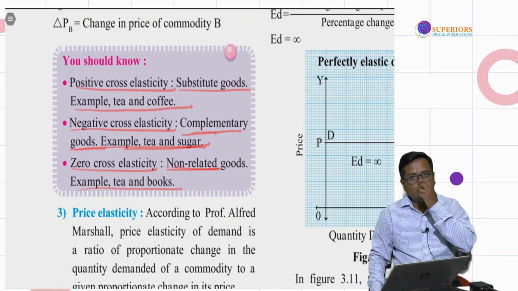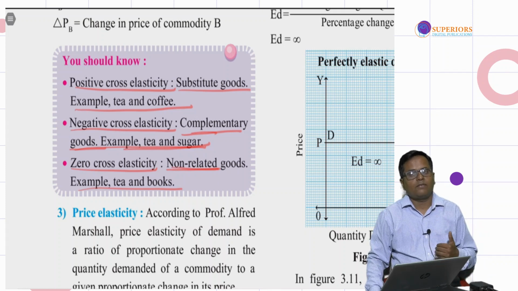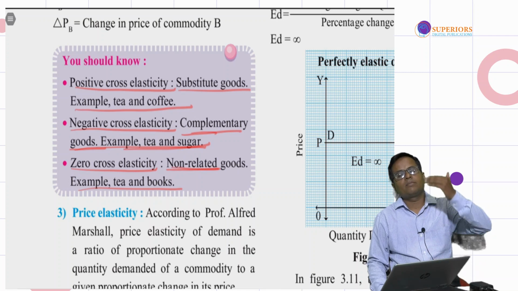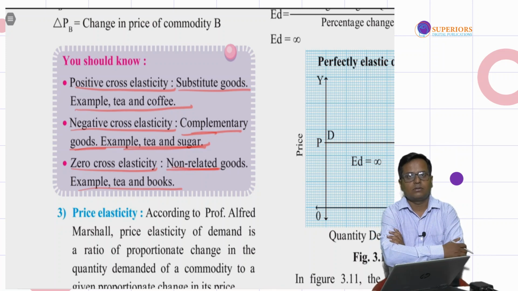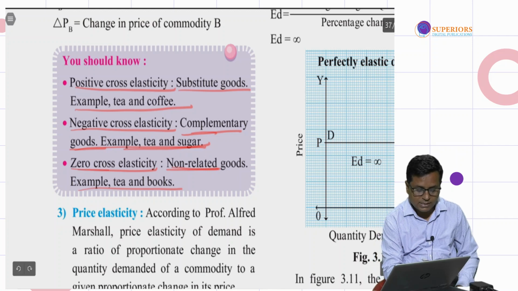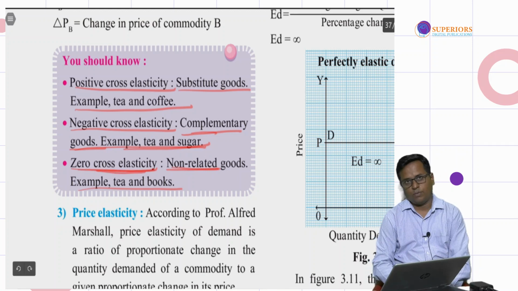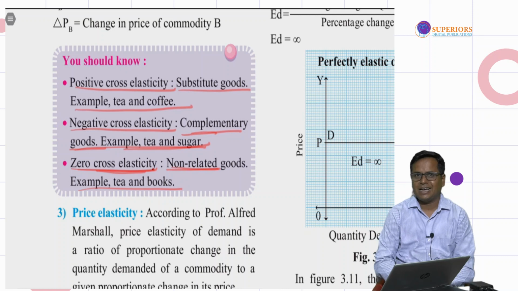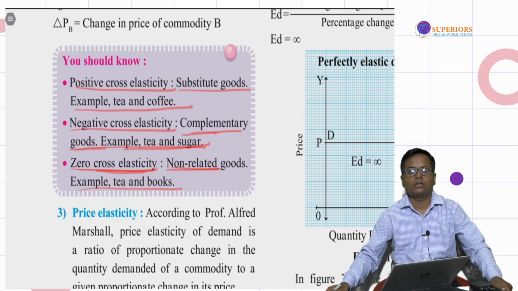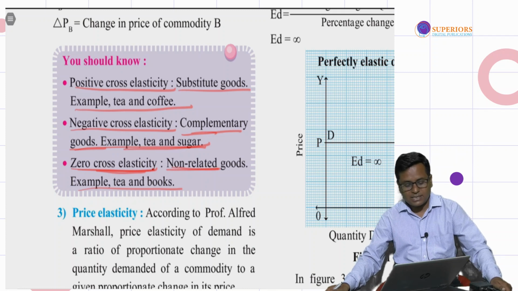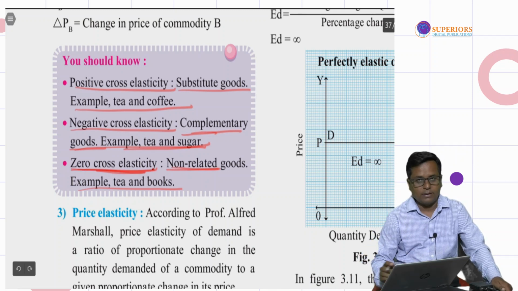For example, a change in price of a mobile phone will never affect the demand for fans, air coolers, air conditioners, television sets. So here the cross elasticity will be 0, because these are non-related, neither complementary nor substitutes to each other. Therefore the cross elasticity of demand will be 0 here.